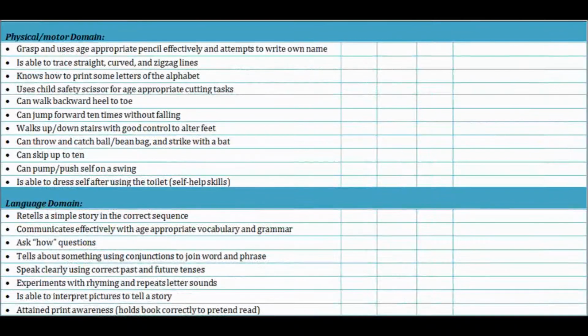For physical motor domain, the child is able to trace straight, curved, and zigzag lines, uses child safety scissors, walks up or down stairs with good control to alternate feet, and is able to dress self after using the toilet, which is a self-help skill. For language, the child should be able to retell a simple story in the correct sequence, speak clearly using correct past and future tenses, should be able to interpret pictures to tell a story, and attain print awareness, such as being able to hold a book correctly to read.